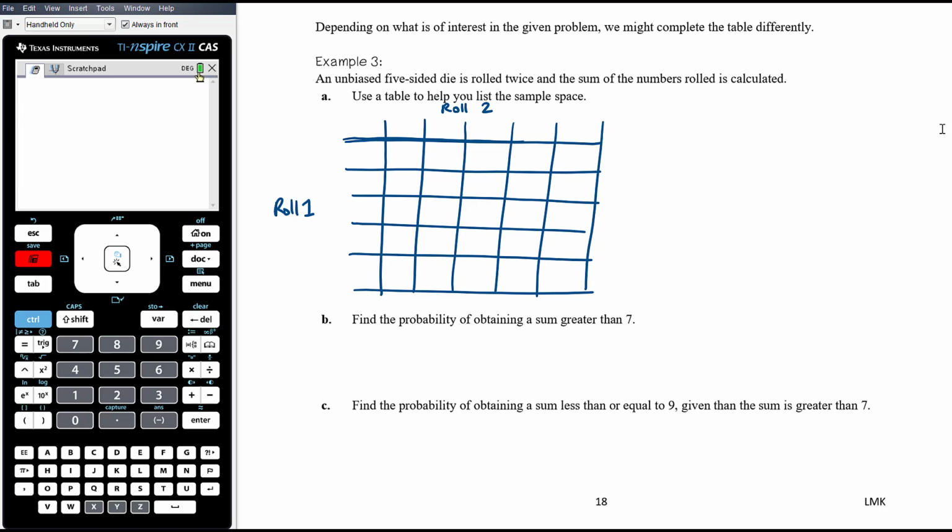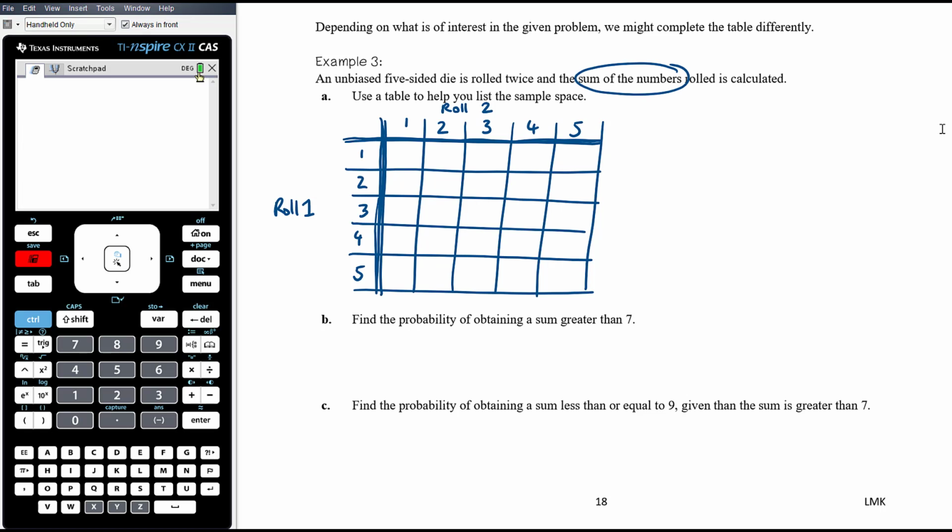I'm just going to double up those lines there so that our heading row doesn't get lost in our outcomes. So we can get a 1, 2, 3, 4, or 5 on our first roll, and then we roll again and can get a 1, 2, 3, 4, or 5. It's a 5-sided die. Now, I'm not going to write 1, 1, 1, 2, 1, 3, because what we're actually interested in is the sum of the numbers.